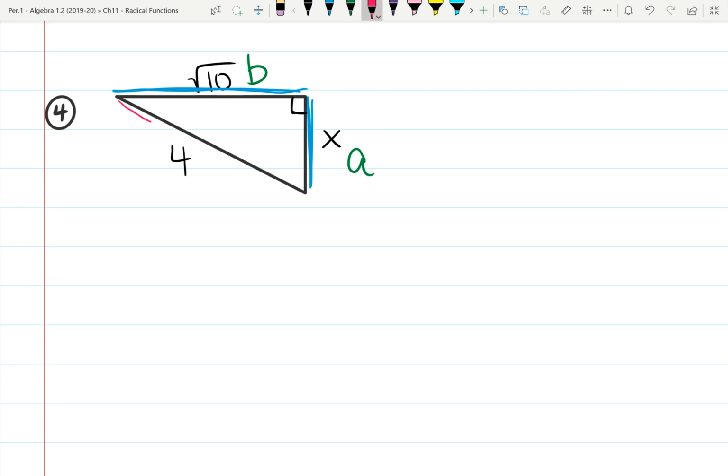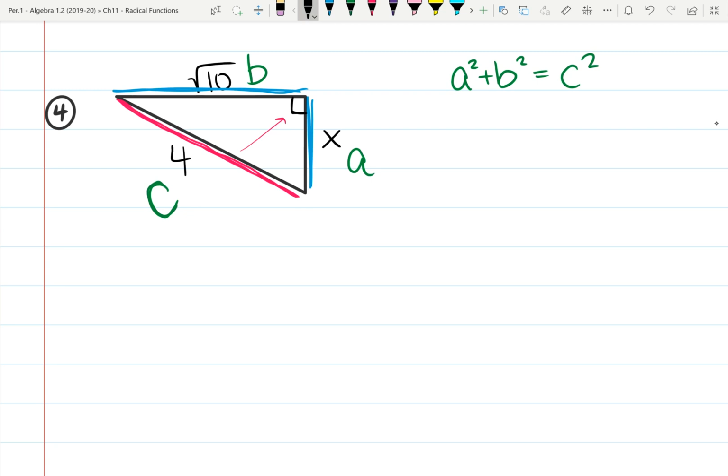But the one thing that has to remain is C, the hypotenuse. This has to be C. The hypotenuse is always C. And how do I know it's the hypotenuse? Again, it's opposite of the right angle. So let's put in my Pythagorean theorem: A squared plus B squared equals C squared. And we'll plug in the values.